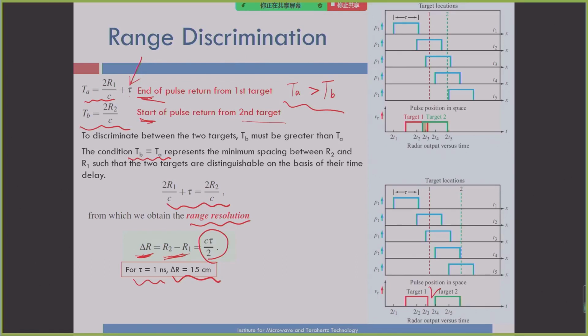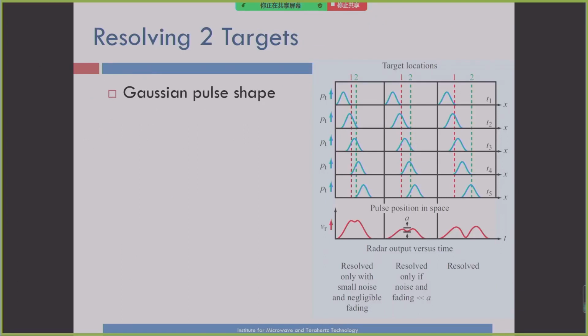If it's 50 seconds, it should be in the microwave, right? So, range resolution.